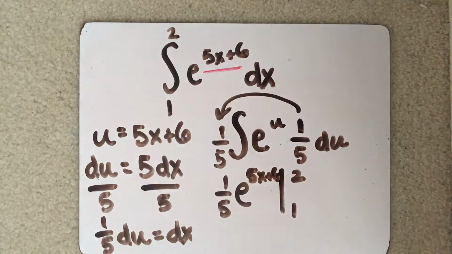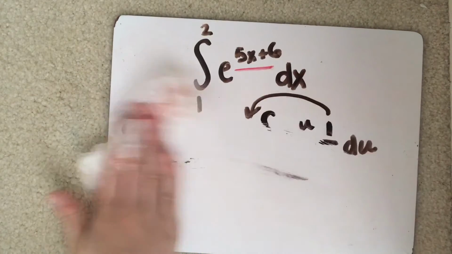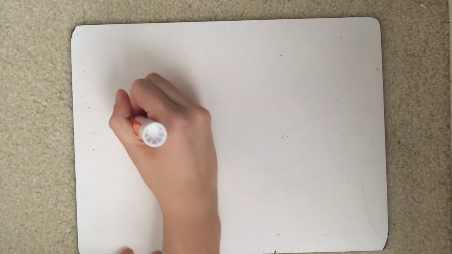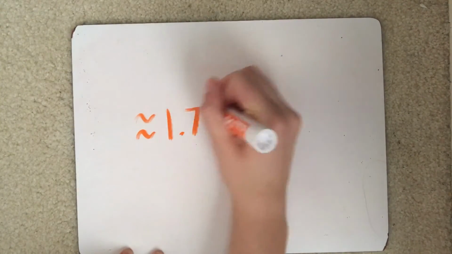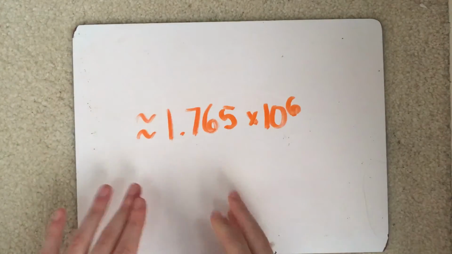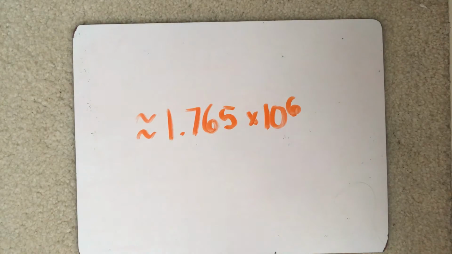And when you do that, and you plug in your limits, you're going to get a larger answer than what we've been getting, approximately 1.765 times 10 to the 6, which makes sense because we're working with exponentials. And remember, exponentials just continue going up in a vertical direction. So that makes sense that we get a very large number.